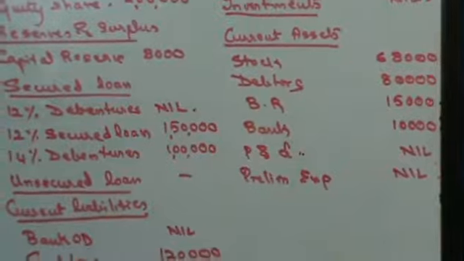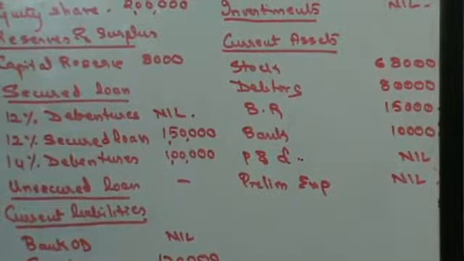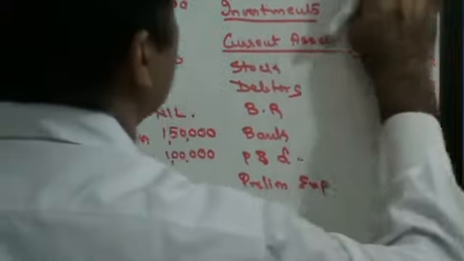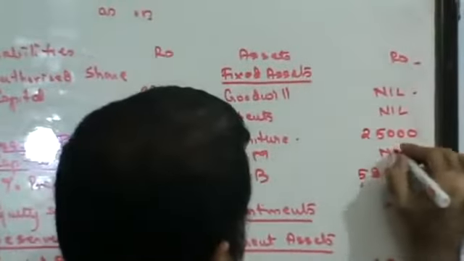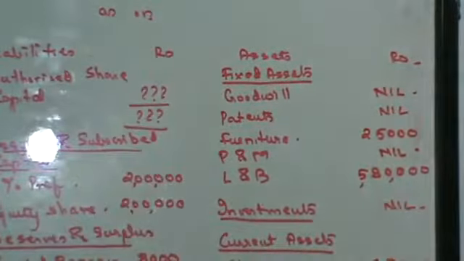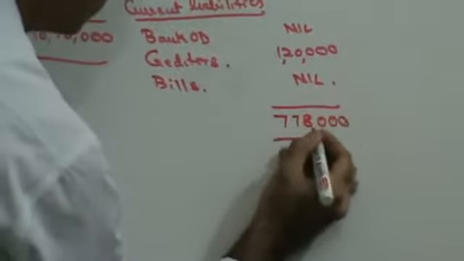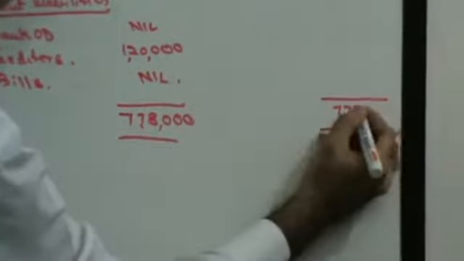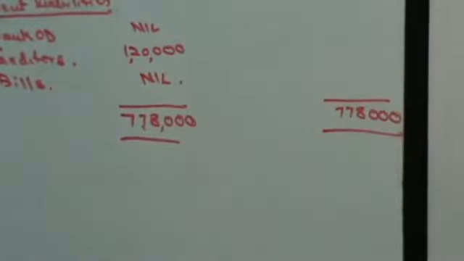Right, previous check. Just plant and machinery over there. Plant and machinery, so 7th journal entry. Okay, yeah. Plant and machinery was given away for 6,50,000. That means this is going to be nil. So 7 lakh 78,000. Right? That finishes the sum.